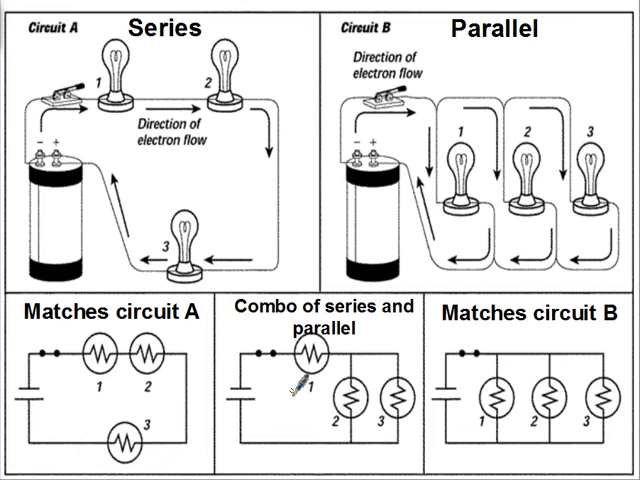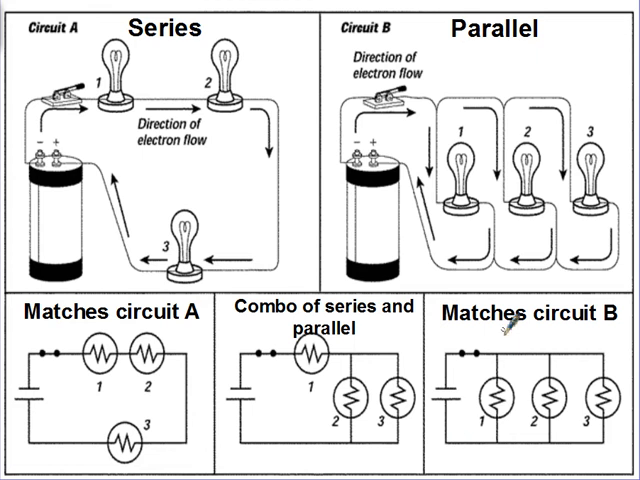This one is a combination of a series and a parallel circuit. Notice it has a single loop here, but also has a parallel branch here. We're going to talk more about this one in a minute. The last circuit diagram is your parallel circuit. Notice how you have multiple branches for the current to flow. This one happens to match circuit B. It has 3 different branches where it doesn't matter if one goes out, the others will stay on.